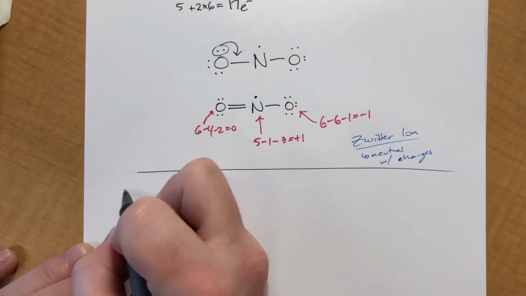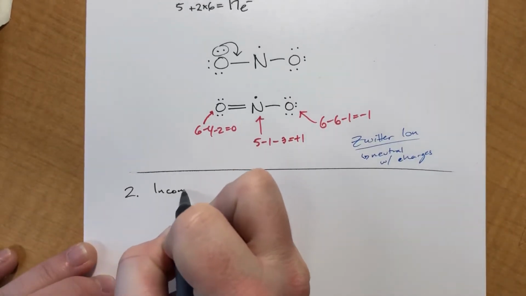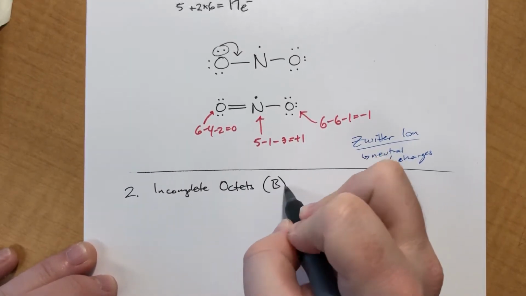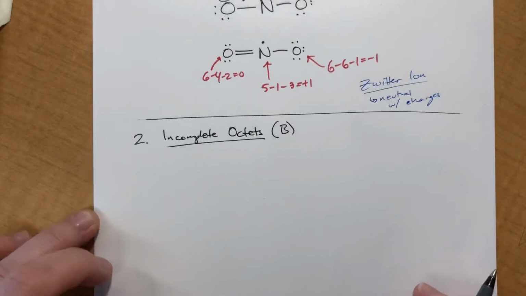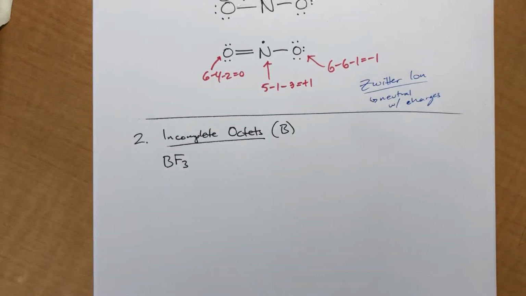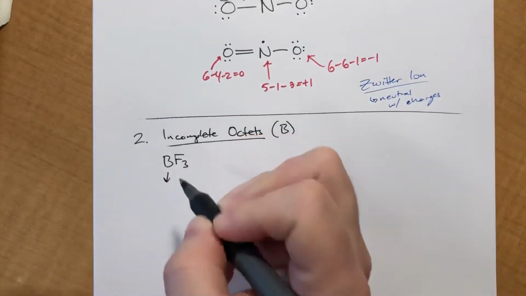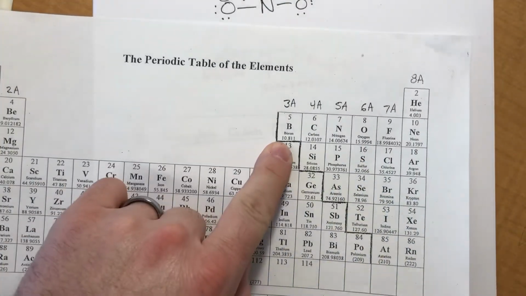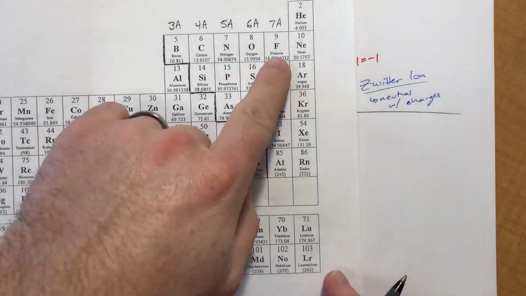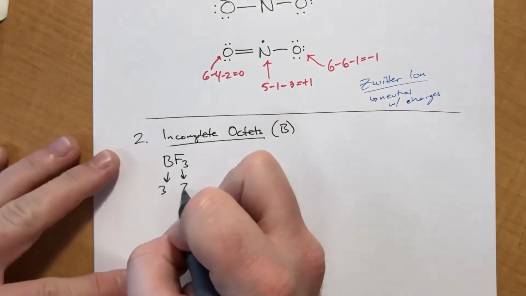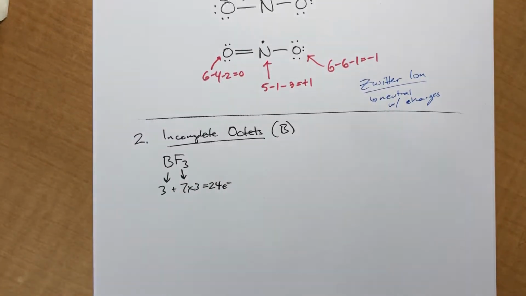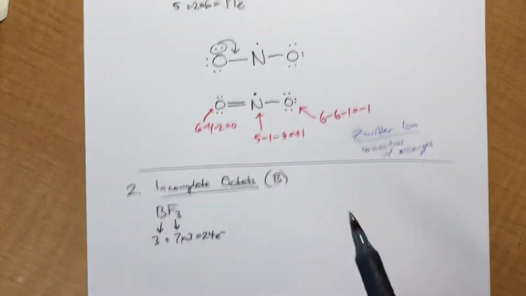Okay, the second option are incomplete octets. This one is super rare. It's pretty much boron is like the only thing that does this. So let's just try an example and see what we mean here. So BF3 is a compound, okay? Boron is in column 3, so it has 3 valence electrons. Fluorine is in column 7, so it has 7 valence electrons. So 24 electrons. We're noticing that 24 seems to be a pretty common number. We're also noticing it's even, so we don't have to worry about any of this stuff.